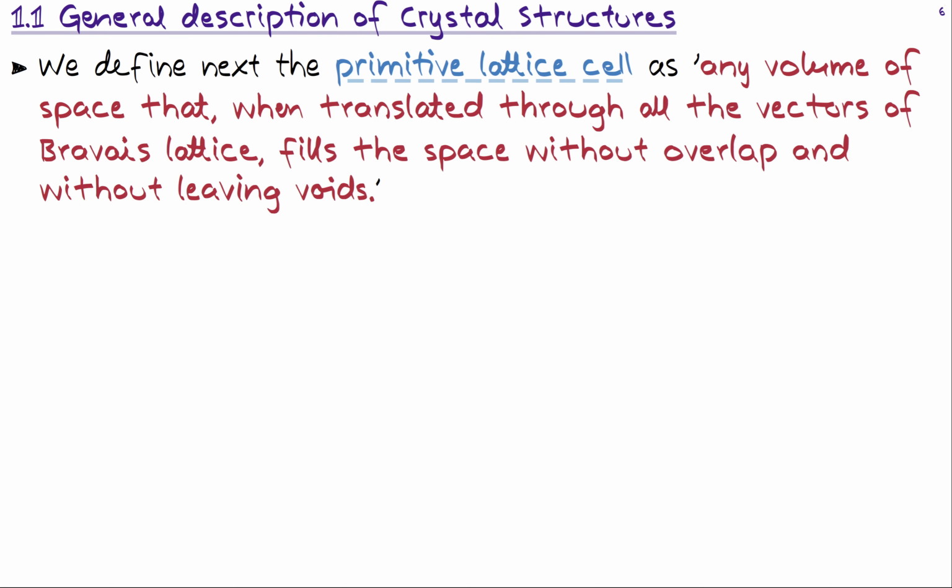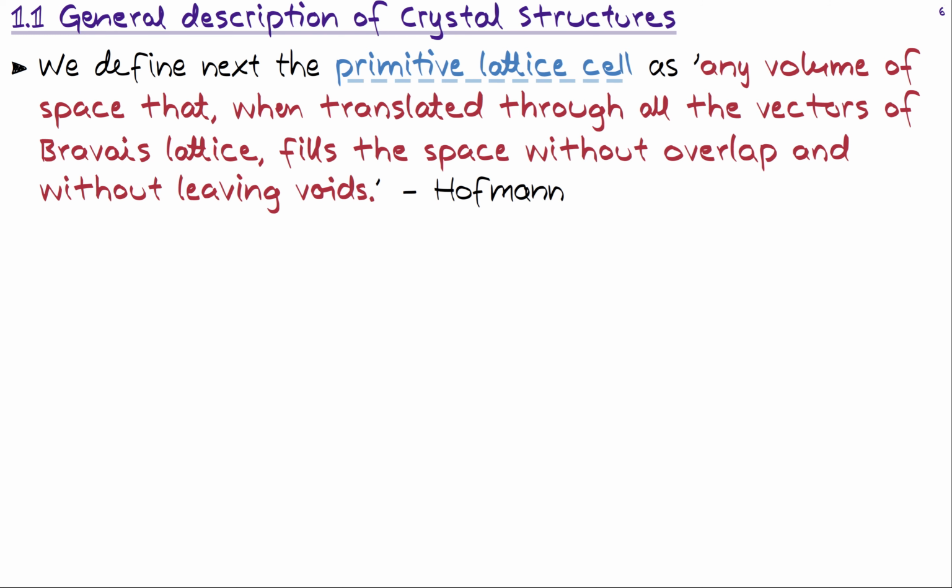Any volume of space that, when it's being translated through all the vectors of the Bravais lattice, fills the space without overlap and without leaving any voids. So what that means is that we can really fill up the volume by just repeating these primitive cells, putting them side by side, and there won't be any voids. No space is left in between. So that it entirely fills this three-dimensional volume, this collection of different primitive cells. So that's what the verbal definition tries to say, and this is from Hoffman's book.